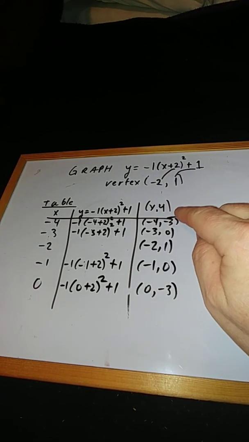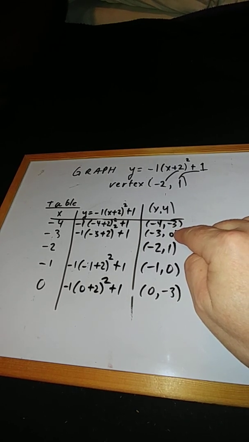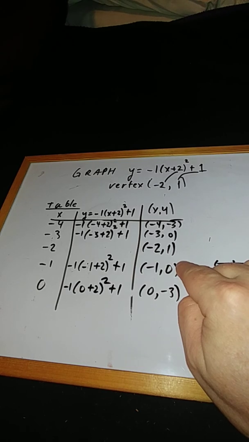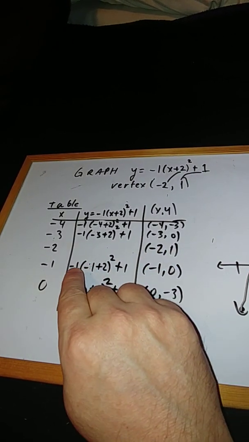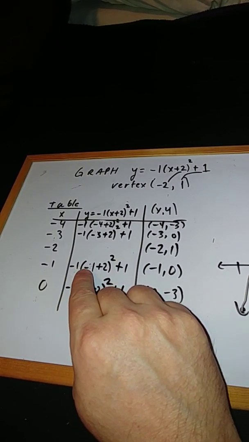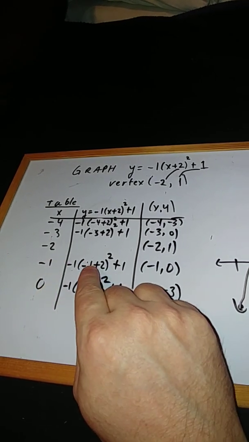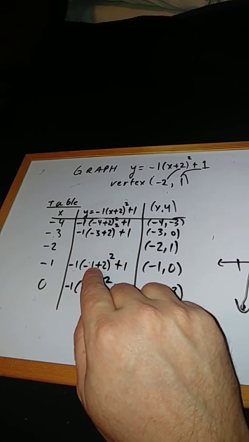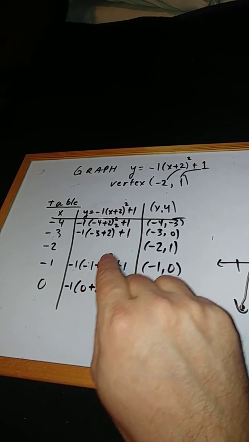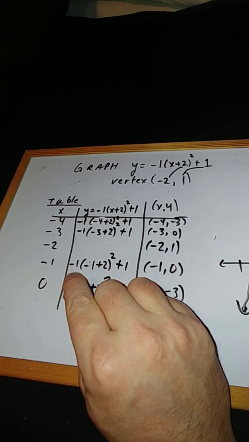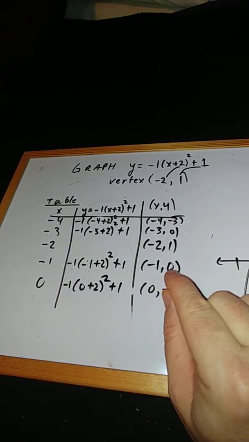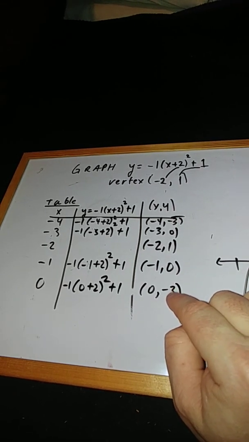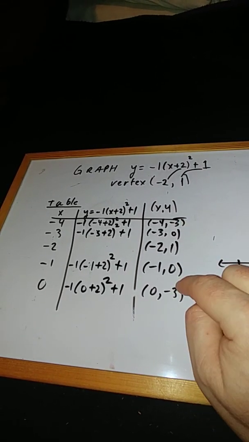And then by following the rules of symmetry, we know that this is 0, and also this point must have a y value of 0. But if you didn't know that, you use your calculator and you go -1 times (-1 + 2)² + 1. -1 plus 2 is 1, squared is 1. 1 times -1 is -1, plus 1 is 0, so that checks. And we should get -3 as the y output because of symmetry.